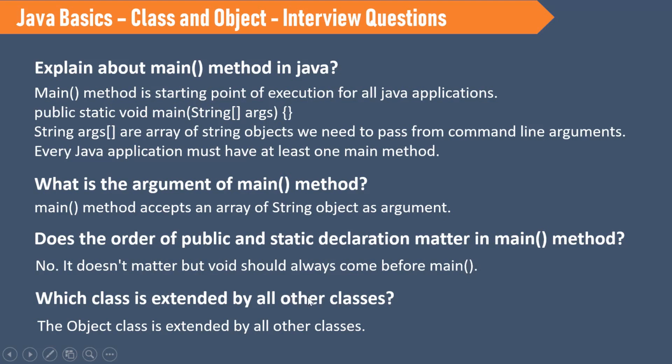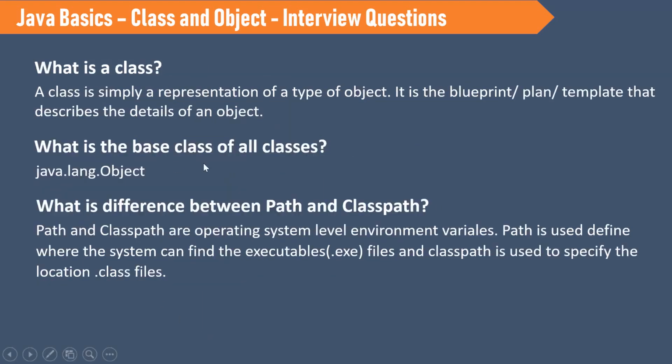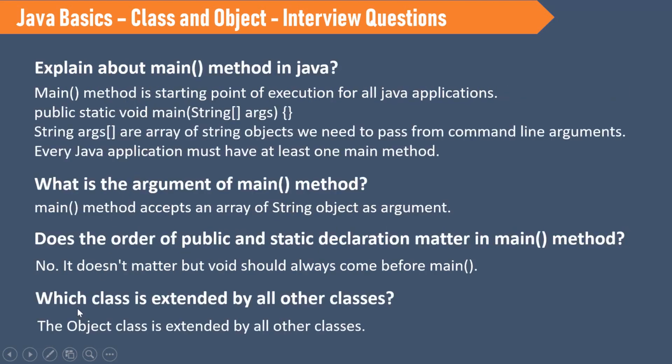Which class is extended by all other classes? The Object class is extended by all other classes. We have seen this in the previous slide. Okay, what is the base class of all classes? The base class is java.lang.Object. This is just a different kind of question, but the answer is the same. The Object class is extended by all other classes.